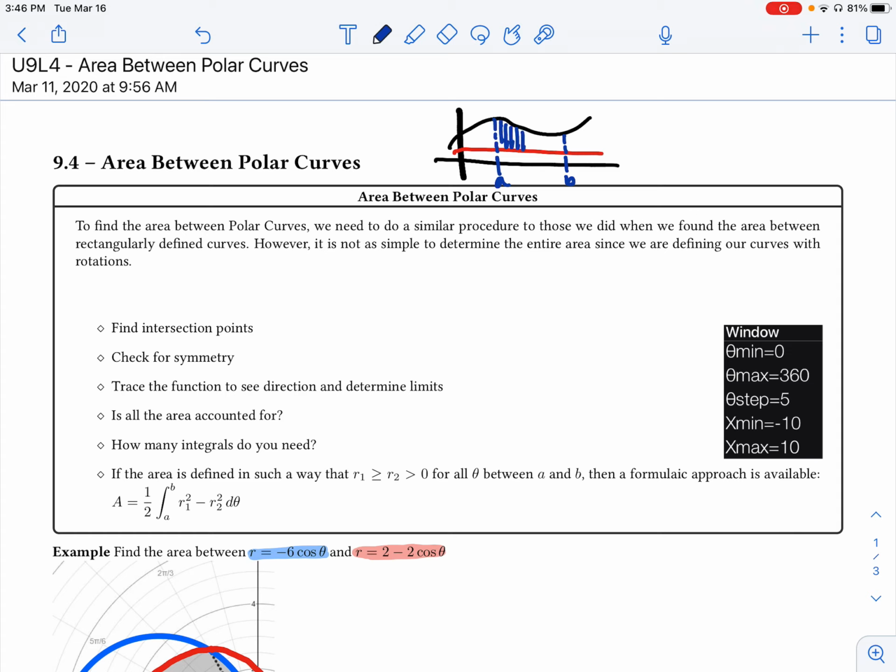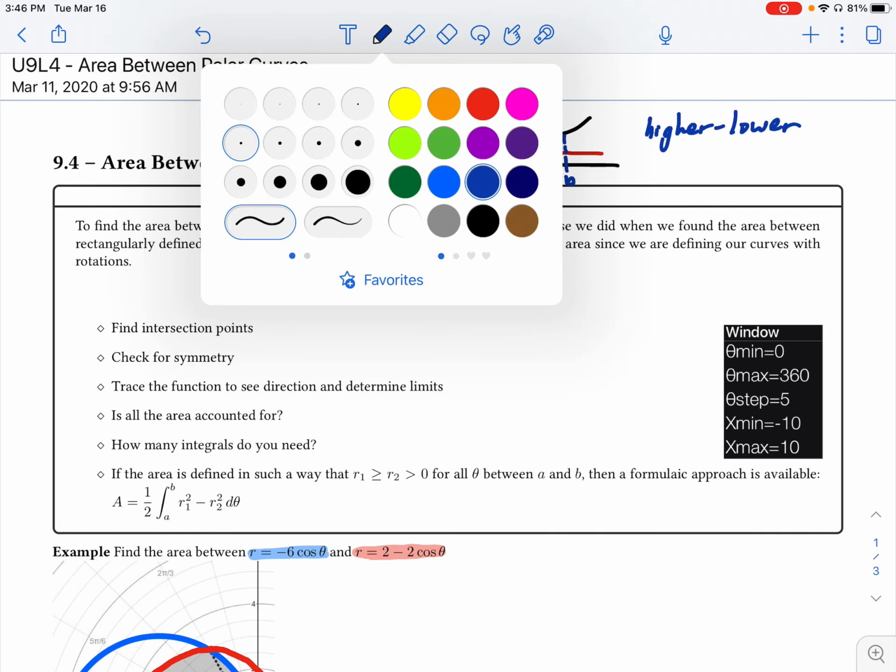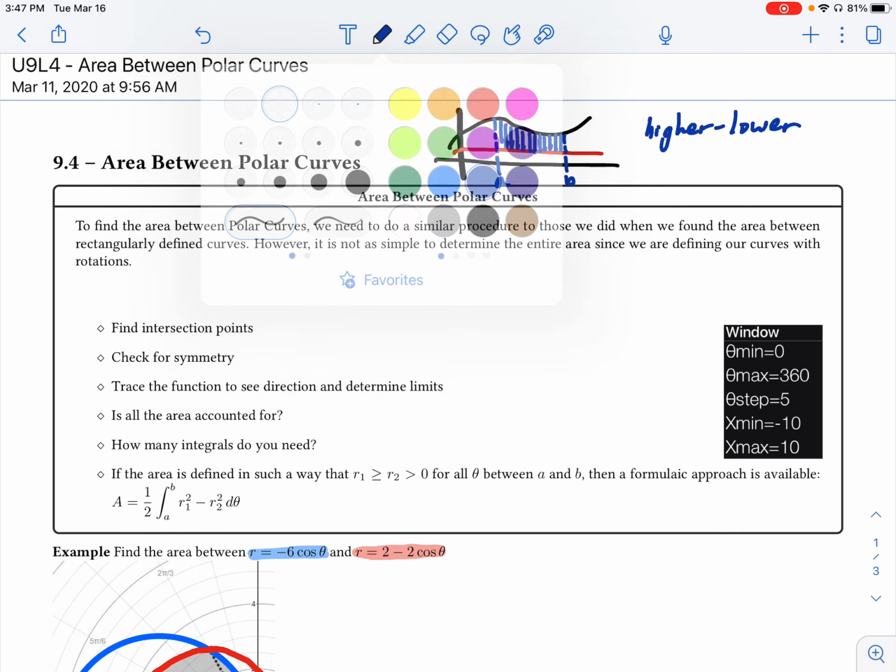And when we were finding the area between these curves, this wasn't that bad to do because you could just find the area under the larger curve and then subtract from it the area underneath the other function. So oftentimes you saw me write the integral of the higher function minus the lower function. Unfortunately for us, that doesn't really work here because our curves are being defined by rotations. With polar functions, it's not as simple as just saying the higher function minus the lower function.